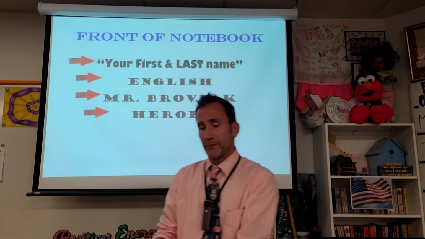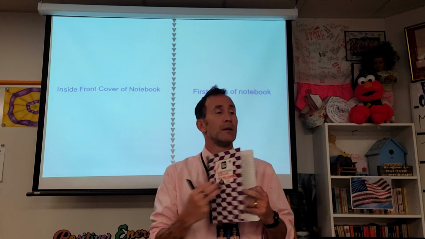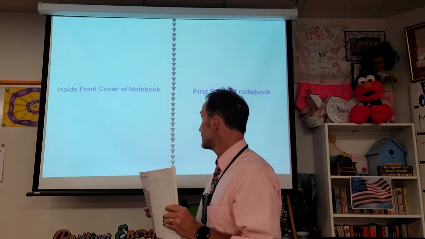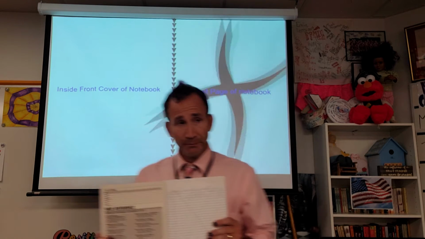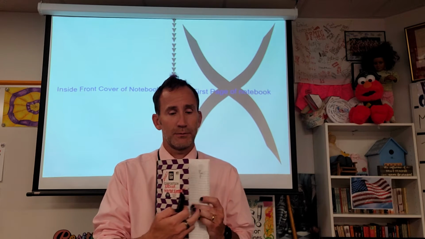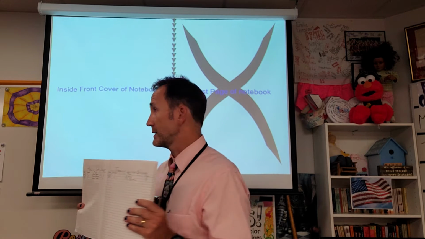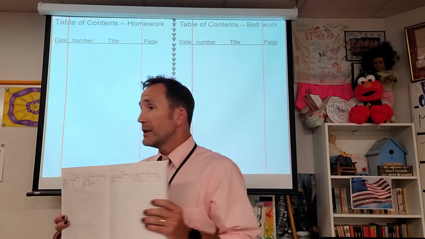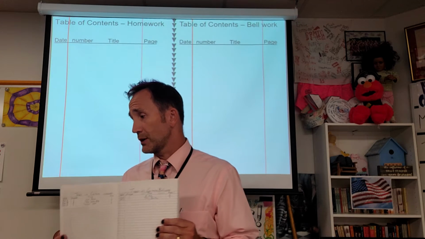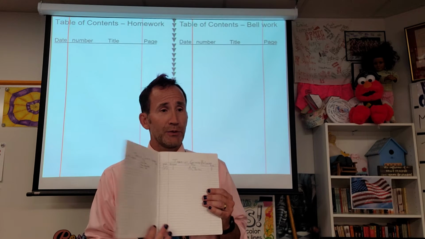What is on first page? X. There we go. X with the crying emoji. There you go. Then turning after page giant X. This is where our table of contents begins. And so I'm going to be coming around and checking yours in just a moment to make sure we have done it correctly. So you should have table of contents.